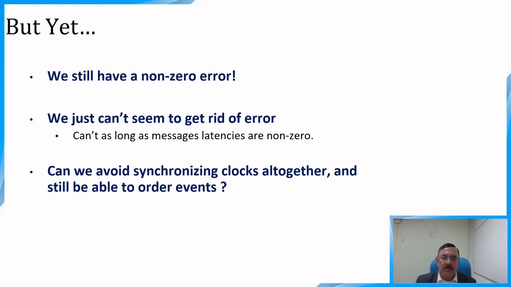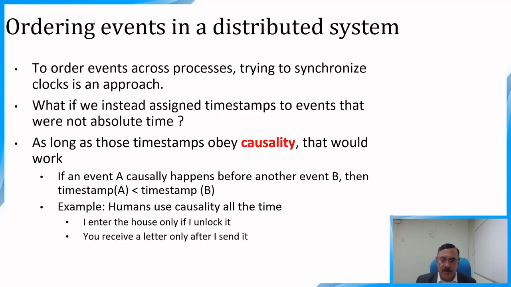So the question is how to get rid of the error. Can we synchronize the clocks altogether and still be able to order the events? Clock synchronization is needed to order the events in a distributed system. Physical clock synchronization has an error bound even after the synchronization. Therefore, let us see some of the issues related to clock synchronization, and the ordering of events without having physical clock synchronization.